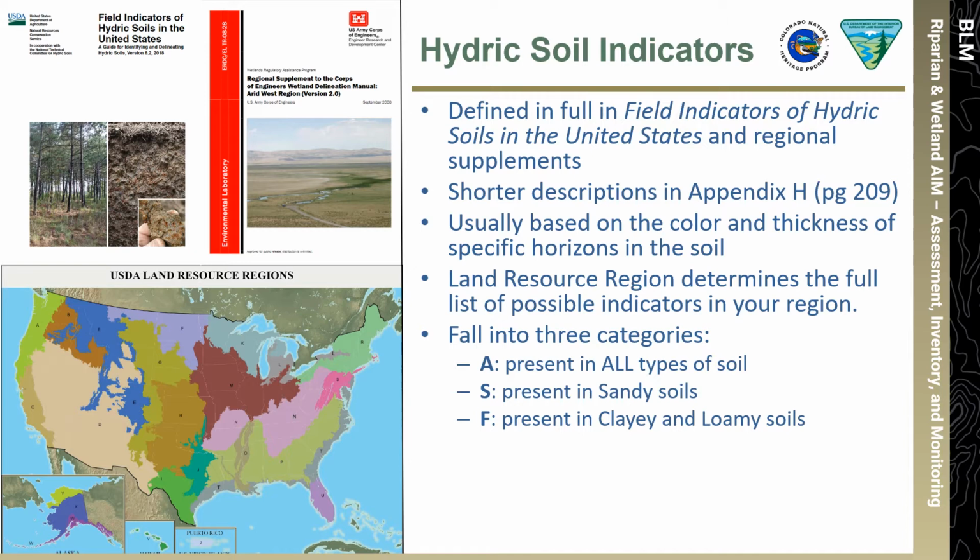Additionally, different indicators can be expected based on soil texture. For this reason, all indicators fall into one of three categories. A indicators may be applied to all soils, independent of soil texture. S indicators should only apply to soils with sand or loamy sand textures. F indicators should apply to loamy or clay textured soils.